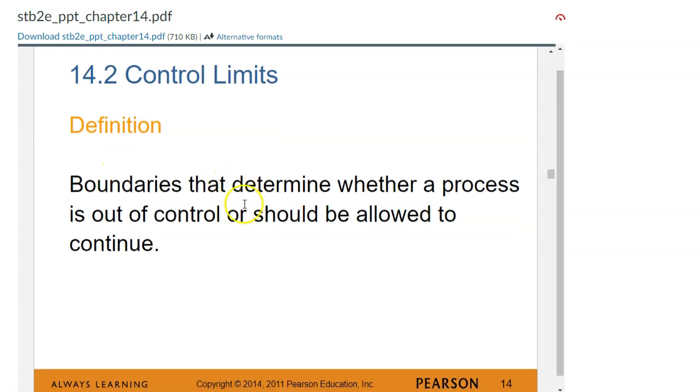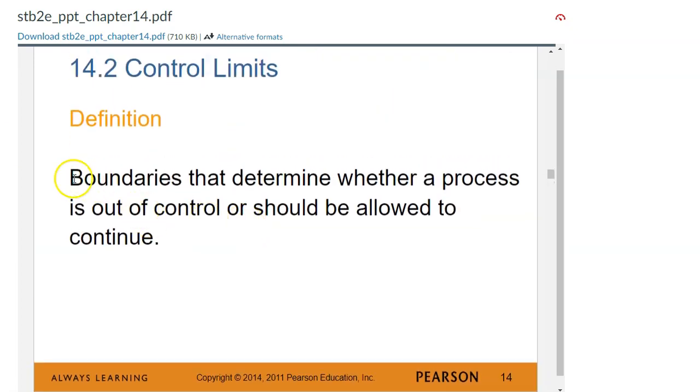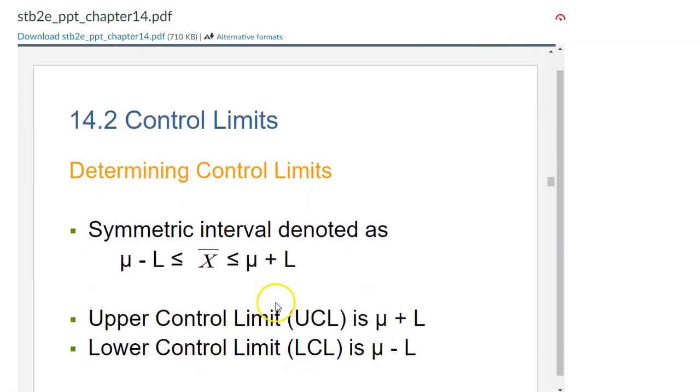So how does that work? What is the control limit? The boundaries that determine whether a process is out of control or should be allowed to continue, right? So we create that range around our data set. There are an upper bound and a lower bound. What's the worst-case scenario on the top and on the bottom? If we say we want to cover 95%, we use 2 standard deviations around the average. That's it. Then find the upper bound and lower bound and make our decision based on them. So what's the formula?